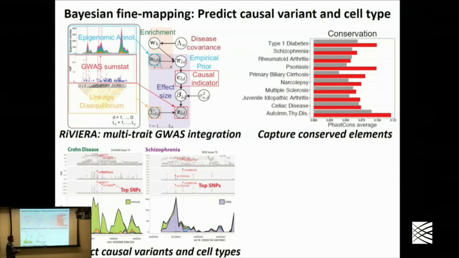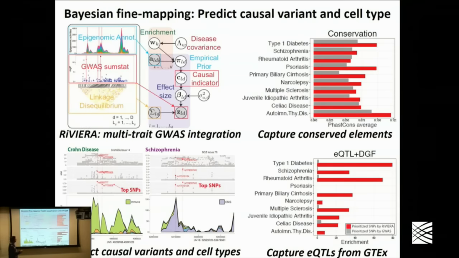And when we ask, well, are these predictions making sense? You can basically look at the enrichment for conserved regions or the enrichment for expression QTLs and digital genome footprints, a high-resolution form of DNA hypersensitivity. And you can basically see that the SNPs that we have prioritized by combining the genetic and epigenetic annotation together are much more biologically enriched than the SNPs that we would get simply by the genome-wide association studies.